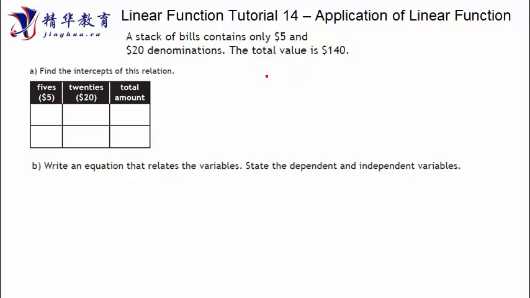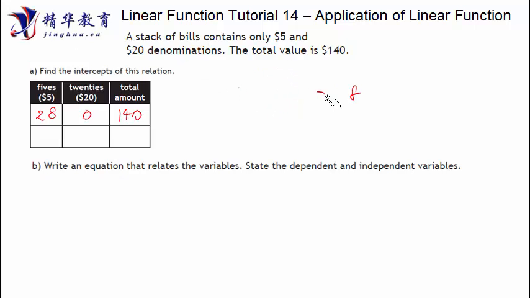Okay, so we can think about this. If the entire stack of bills is only $5 bills, with no $20 bills, how many do we have? We have 28 bills, right? $140 divided by 5 is equal to 28 $5 bills. So if there are no $20 bills, we have 28 $5 bills, which is equal to $140.